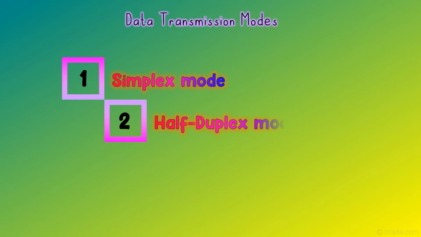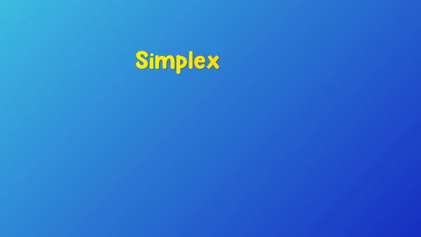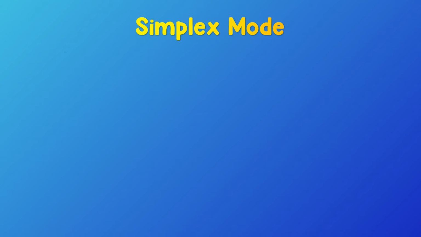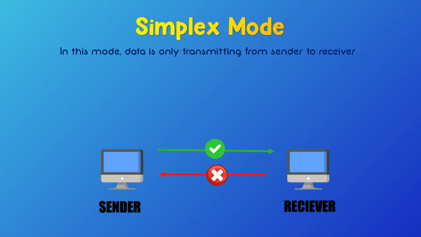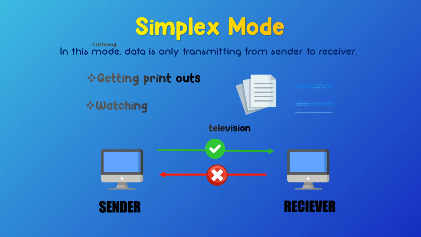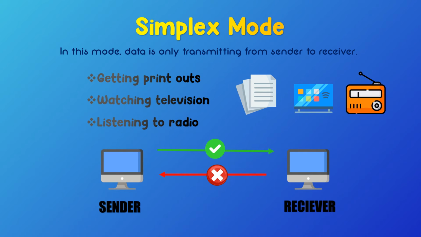There are three types of data transmission modes. Let's identify them: simplex mode, half duplex mode and full duplex mode. Let me talk about simplex mode. In this mode, data is only transmitting from sender to receiver. That means only the sender can transmit data and the receiver can't. Getting printouts, watching television, listening to radio are examples of the above.